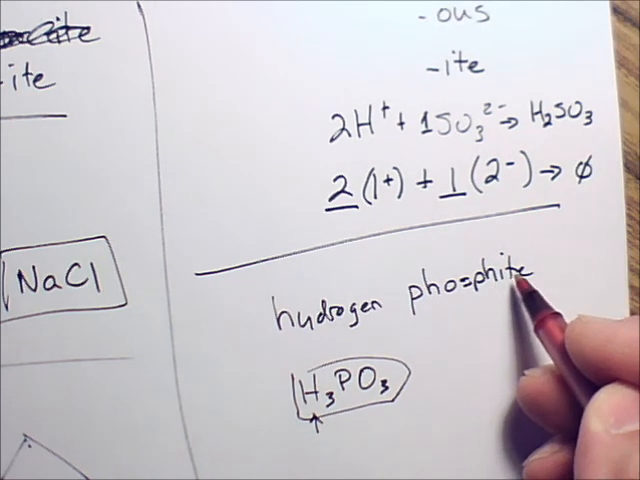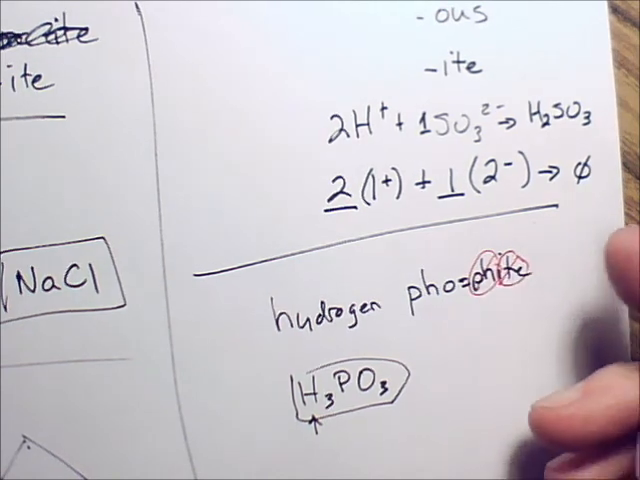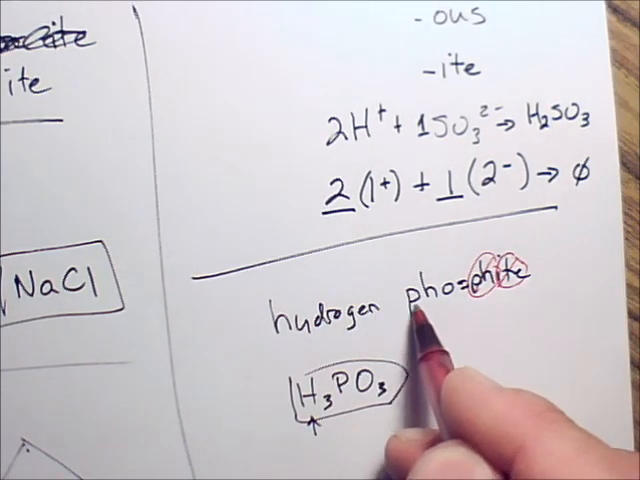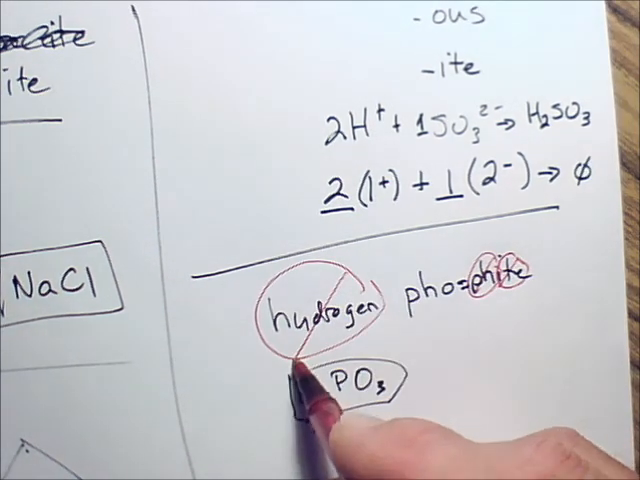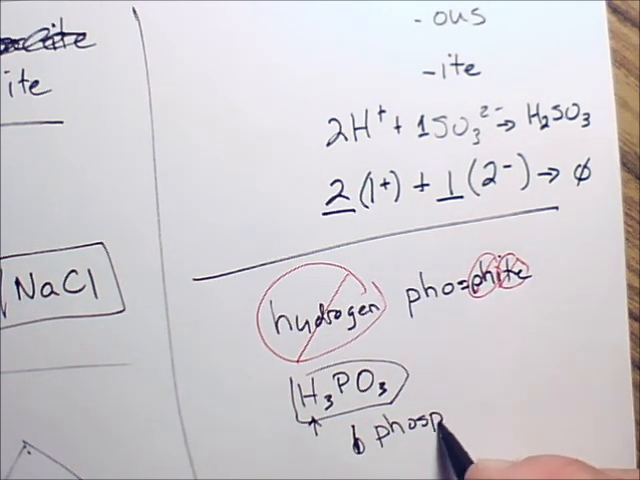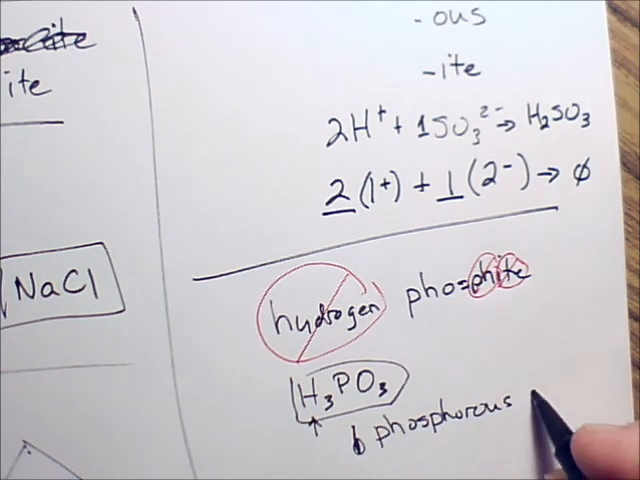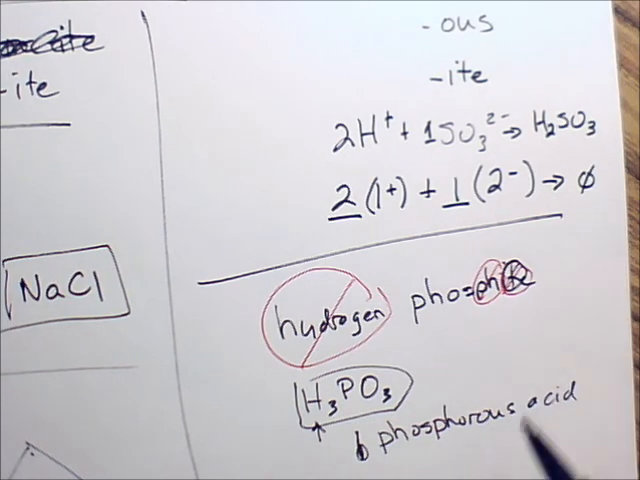Okay? So in this case, we're dropping the ite, and since it's an acid that has a polyatomic ion, the hydrogen goes away completely. So that becomes phosphorus acid. I said drop the ph, but that's when you're going the other way. You drop the OR when you're going the other way. You don't drop the ph. You only drop the ITE. Phosphorus acid. Okay?